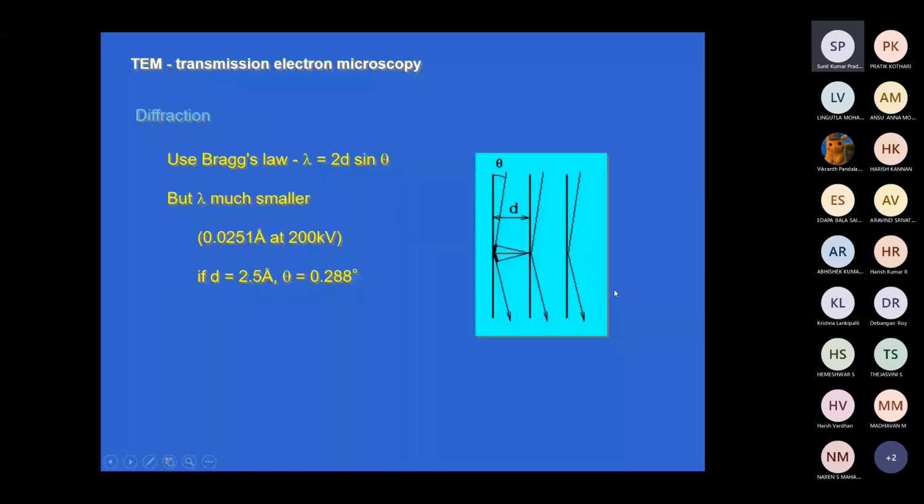Now this is diffraction, that is, electron diffraction. It uses Bragg's law, which is lambda equals 2d sine theta, where lambda is the wavelength of the electron beam, d is the interplanar distance, and theta is the Bragg's angle. Within this we are able to find different diffraction data accordingly.